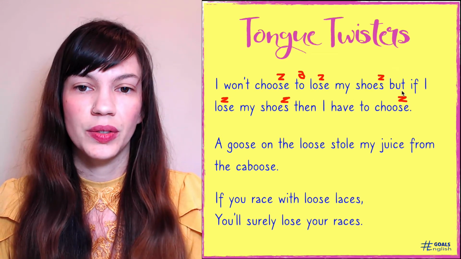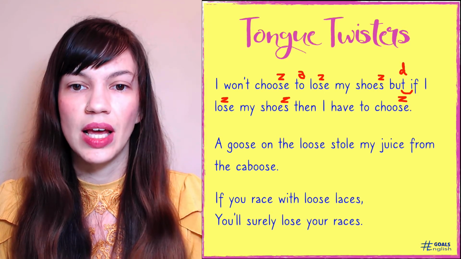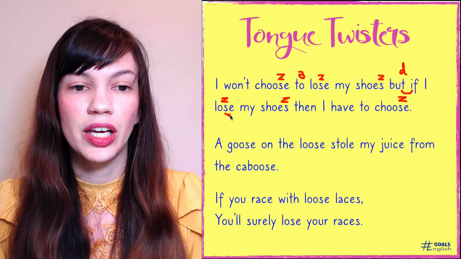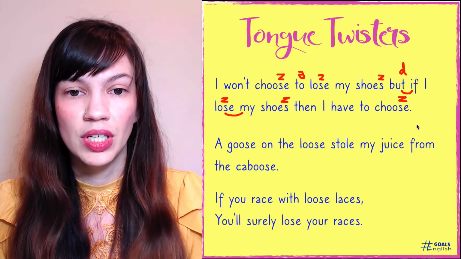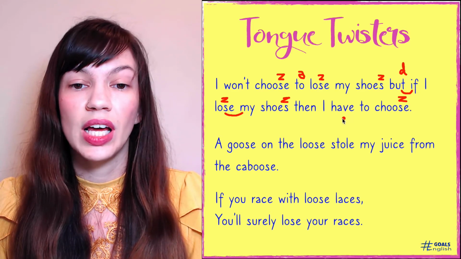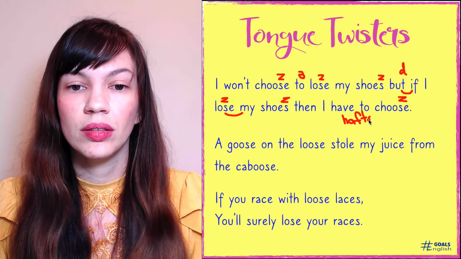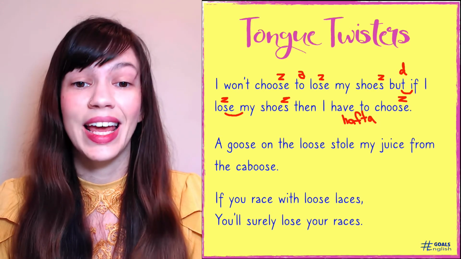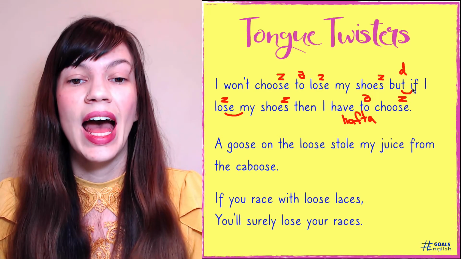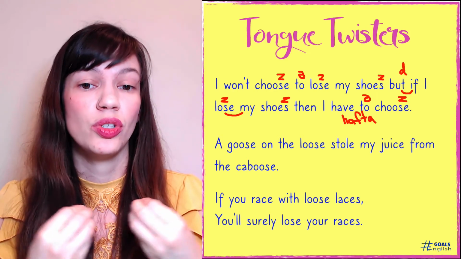But if, okay, so here's linking, and this becomes a flap T, which has a D sound. But if I lose my, so there's a little linking here, lose my shoes, then I have to choose. Have to. So a lot of times this will sound like have to. But if you want to fully pronounce it, you can say have to choose. This can be a schwa. I have to choose. Most of the time, this is going to get reduced to have to.